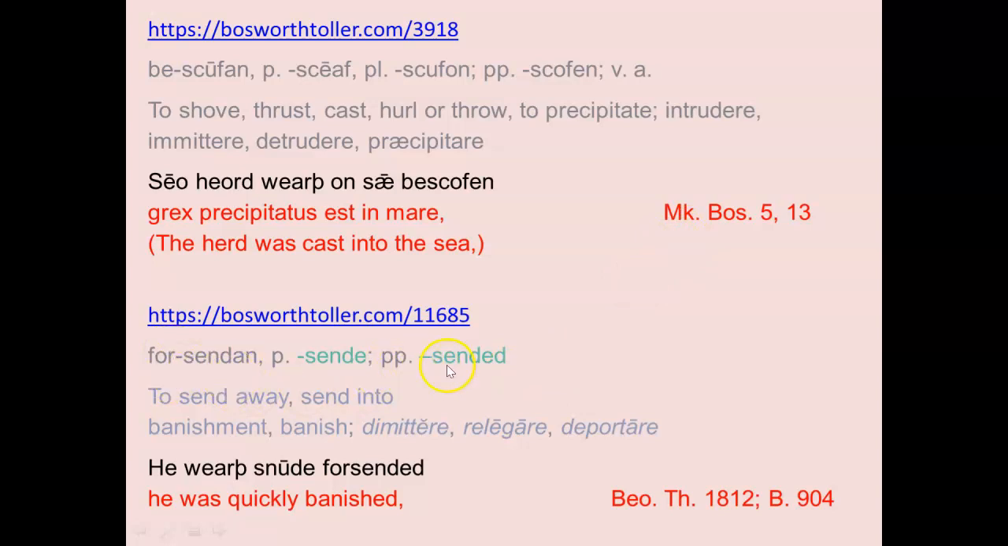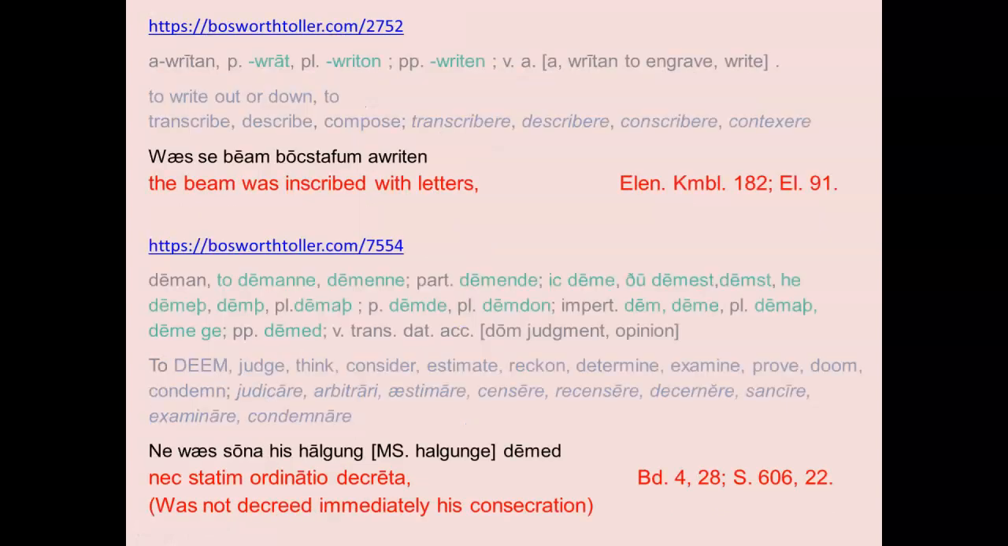Forascendan, the past participle form is forascended, to send away, send into banishment, banish. He werasanude forascende: he was quickly banished. Again, the past participle form of the second verb goes to the end because we are speaking of events in the past, actions completed in the past, whose consequences continue into the present and the future. Written, the past participle form is written, to write down, to write out, to transcribe, describe, compose. Was sebeam boksatavam written: the beam was inscribed with letters.